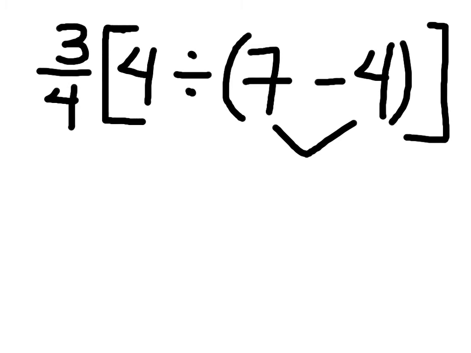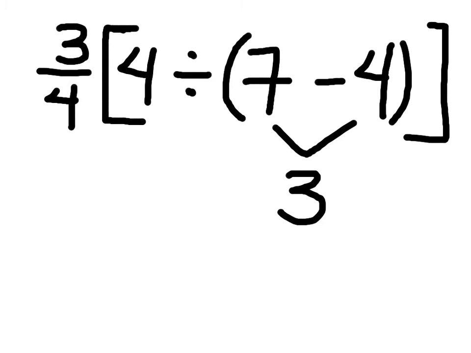4 divided by 7. Wait. Here, Drew. So you have 4 divided by open paren, 7 minus 4, closed paren, in the brackets. So inside the brackets, what should we do first? We already have our parentheses. Right, so we want to do the parentheses, right? So 7 minus 4. Mental math that.